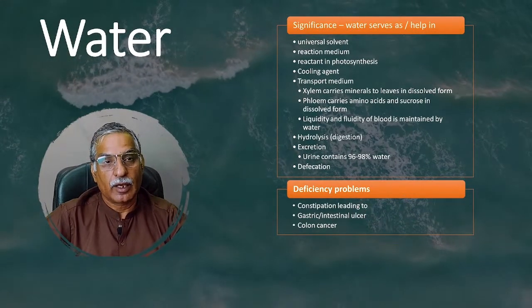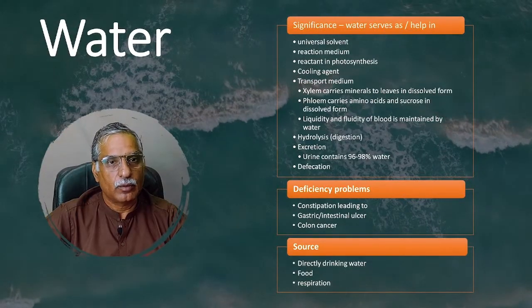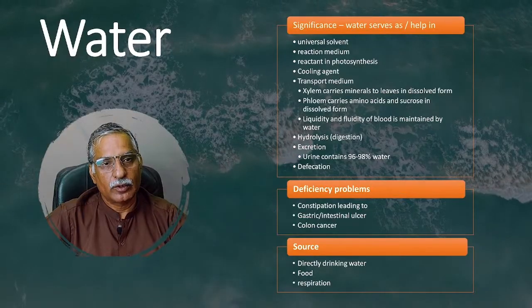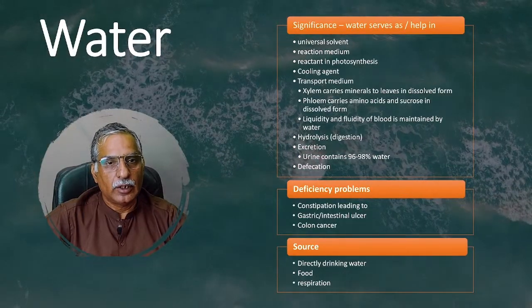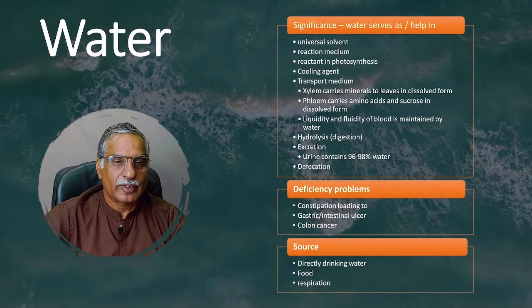And where can we have water? We can directly have water by drinking water or water-made juices or shakes. Food can also provide us with water, and even when we respire, that also produces water, and that gets mixed up within the body.